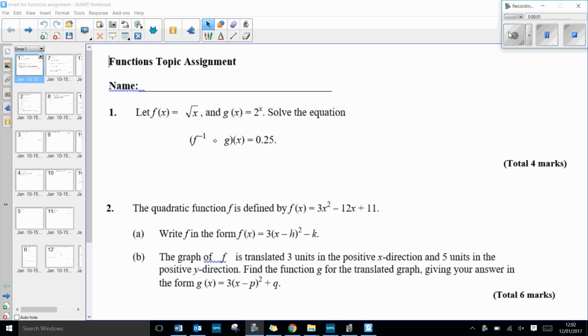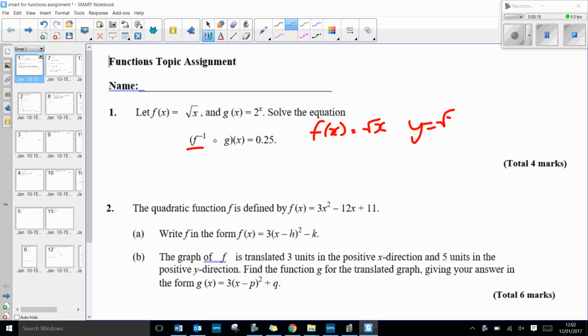Okay, so first of all, they're trying to find f minus 1 of g, so we need to identify what f minus 1 would be. So if f(x) is the square root of x, then we say y equals the square root of x, and x is the square root of y, so y would be x squared. So that means that we're going to now put this function into x here.